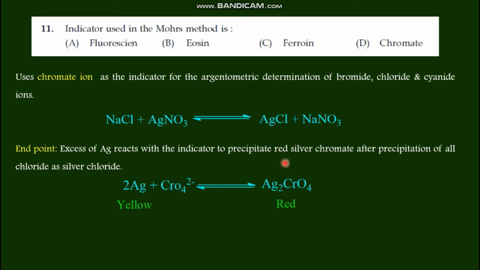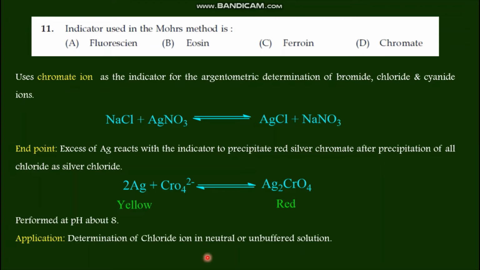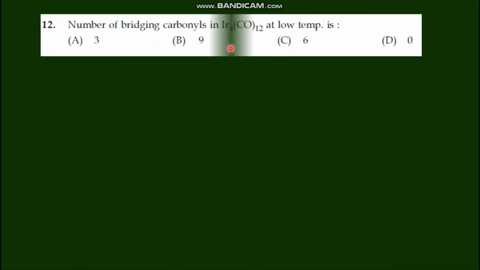That is the endpoint. The silver nitrate solution is yellow in color, and when it reacts with the indicator, it forms a red color of silver chromate. That is the endpoint, and it is performed at a pH of 8. Its application is determination of chloride ion in neutral or unbuffered solution. So the indicator used in the Mohr method is chromate. Option D is the correct answer.